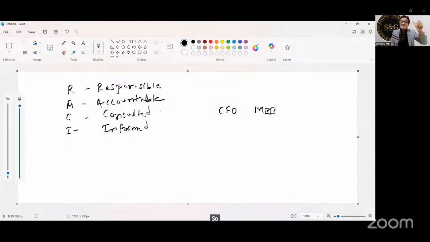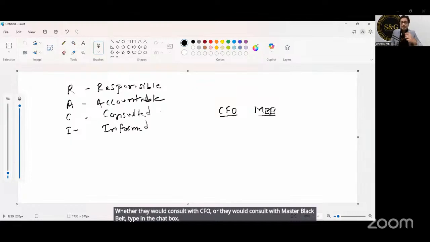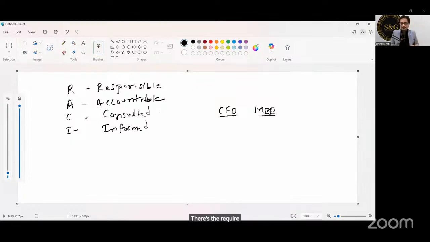So who should they consult with? Whether they would consult with CFO or they would consult with master black belt. Type in the chat box. There is a requirement of 1 crore investment. Where will they go? To the CFO or to the master black belt? Of course CFO, right? Because chief finance officer is accountable for granting that permission, correct?